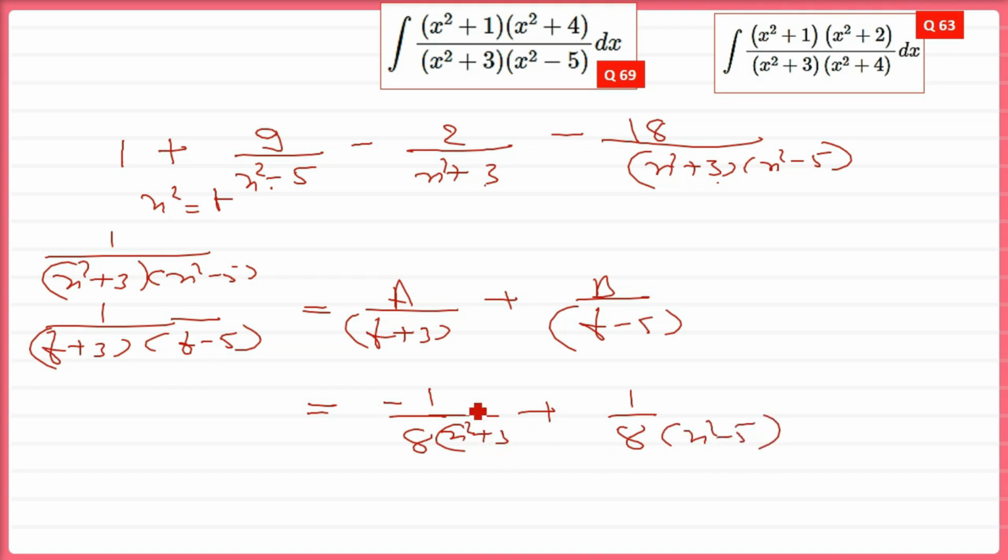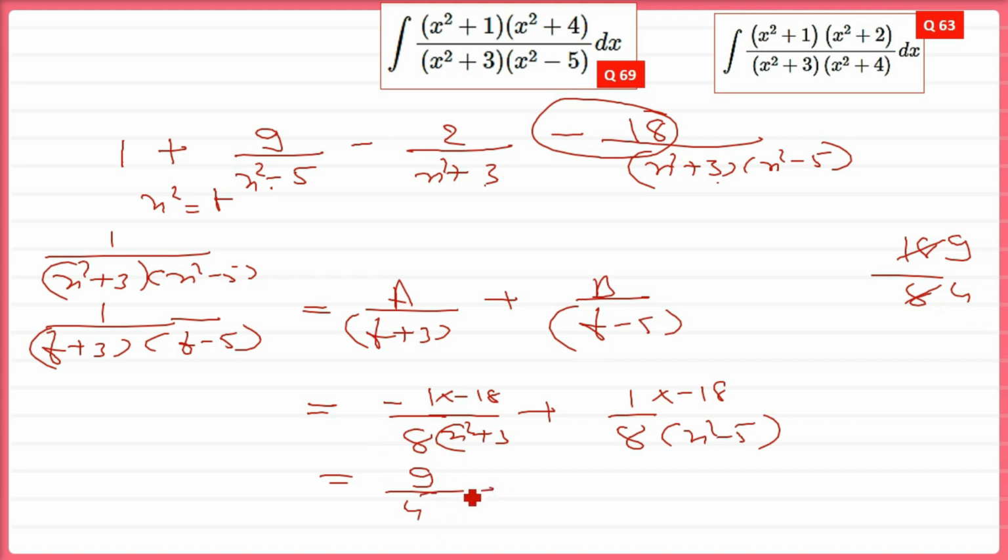So this negative 1 by 8 and 1 by 8 will come along with this x square plus 3 and x square minus 5. Now you need to multiply it with negative 18. Just multiply it with negative 18 because I am just talking about the last term. So this will be 9 by 4, this will be 9 by 4. In the denominator it will be x square plus 3 and minus here. So minus 9 by 4 x square minus 5.